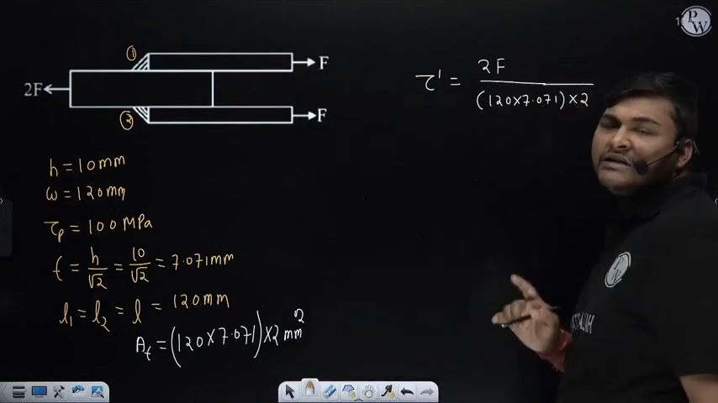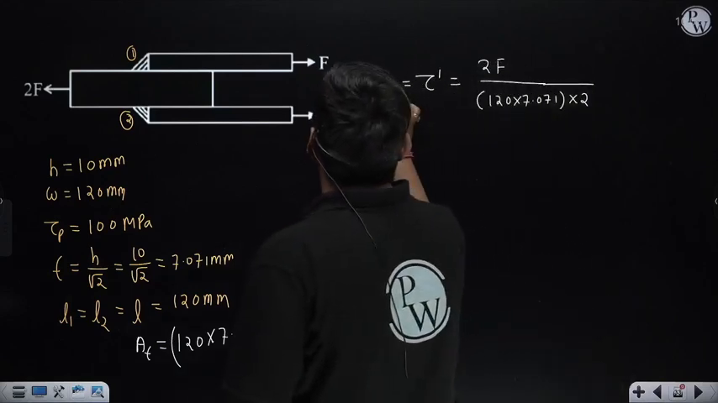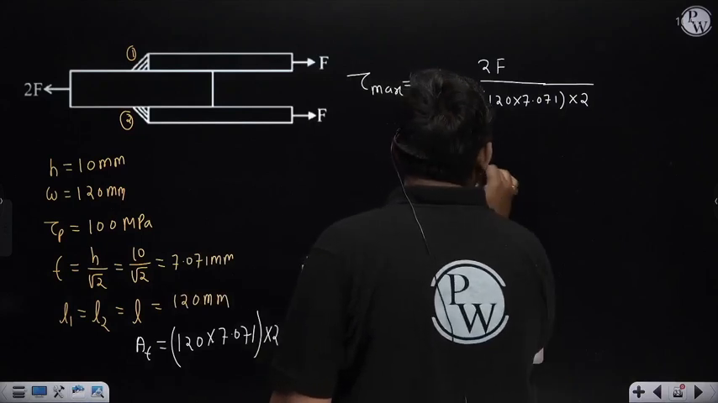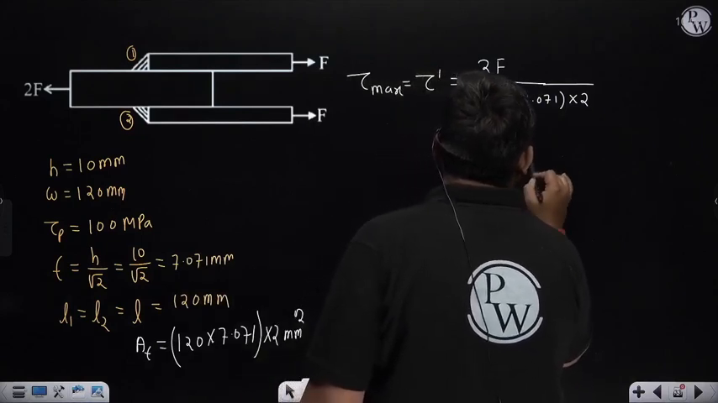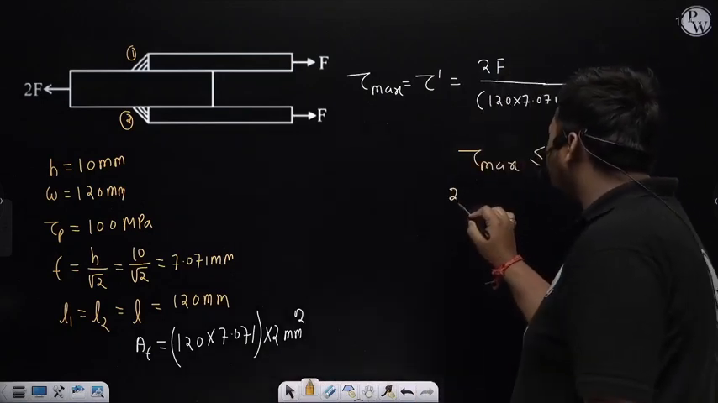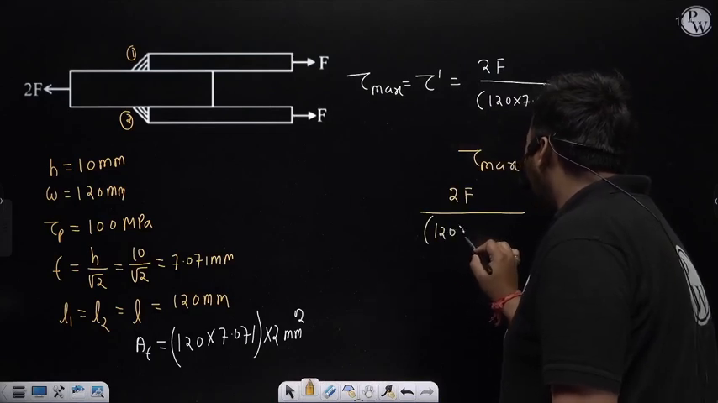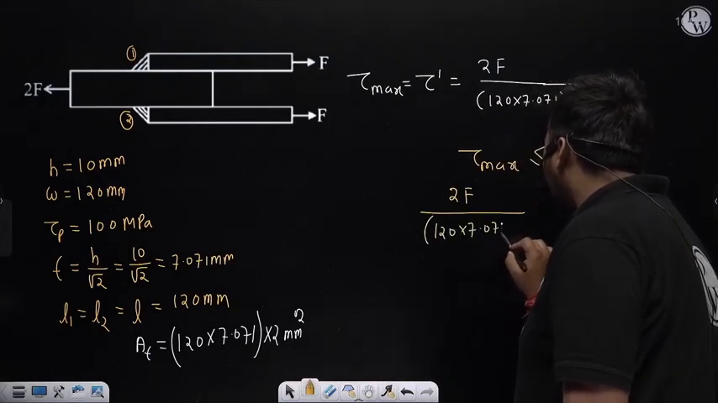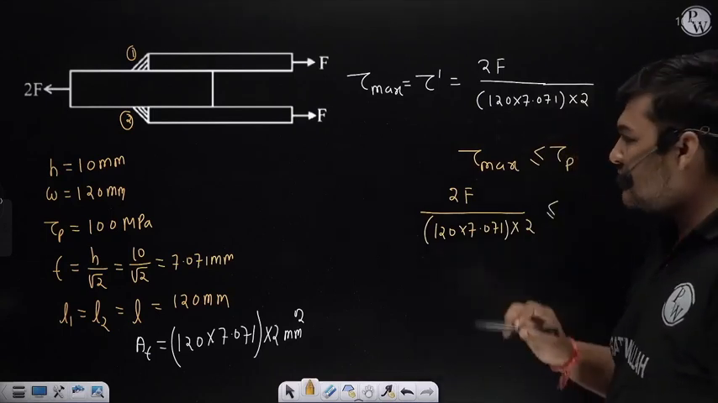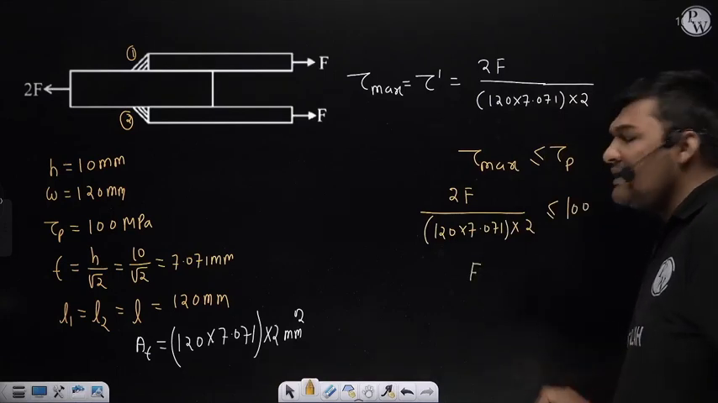Since stress here comes only due to force, this primary shear stress in the weld will be the overall maximum shear stress. This overall maximum shear stress should be less than or equal to the permissible shear stress of the weld material. So the expression of maximum shear stress, 2F divided by 120 into 7.071 into 2, must be less than or equal to the permissible shear stress of the weld material, which is 100 Newton per mm square. From this we will get the limiting value of F.